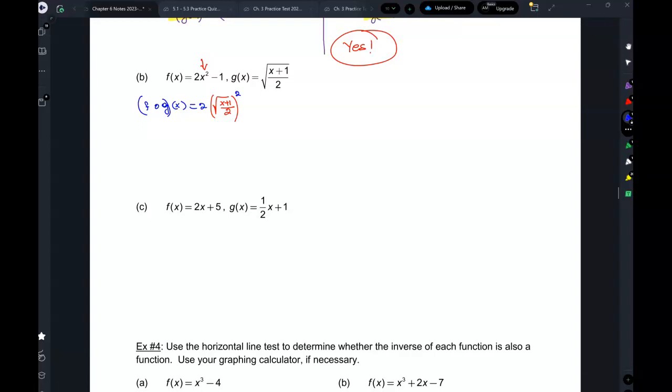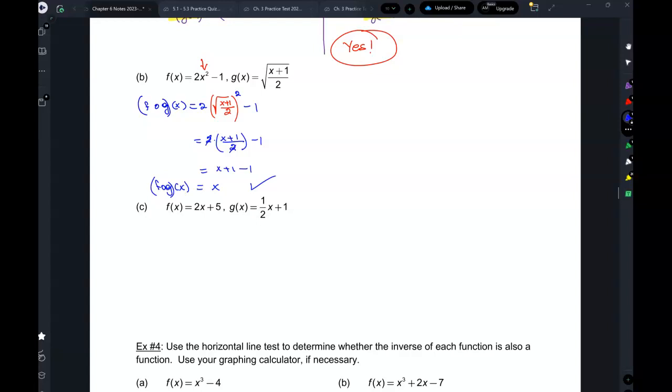So 2 times g of x squared minus 1. Now, what's the square of a square root? Nothing. It goes away. So 2 times x plus 1 over 2 minus 1. The 2's go away. X plus 1 minus 1. F of g of x is equal to x, halfway there. Now, this is an all or nothing deal. So if it fails on the first one, you can stop. However, getting an x here doesn't allow you to stop because it's an all or nothing deal. You got to go all the way.